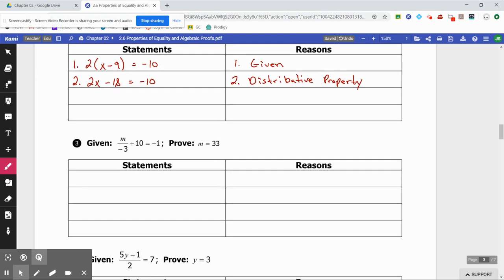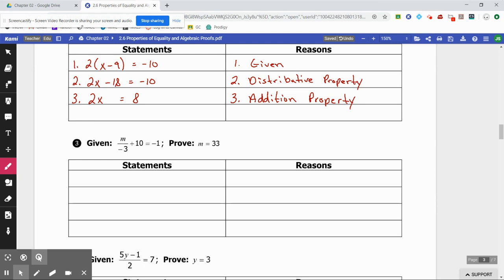Now to solve that, we have 2x minus 18, we've got to isolate the x, so let's move our minus 18 over first. So to move minus 18, we're going to add 18 to both sides. That's going to be your addition property of equality. So add 18 to the left side, and the negative 18 is gone. Add 18 to the right side, negative 10 and 18 is 8. So again, that is your addition property of equality.